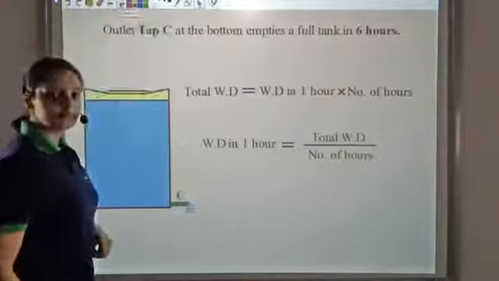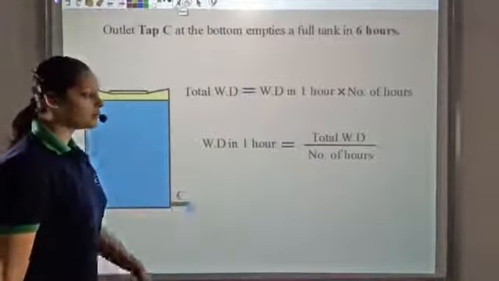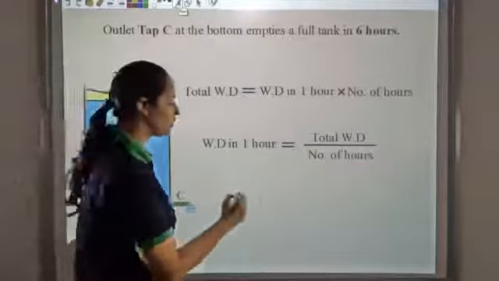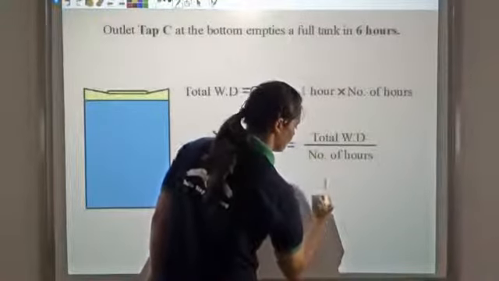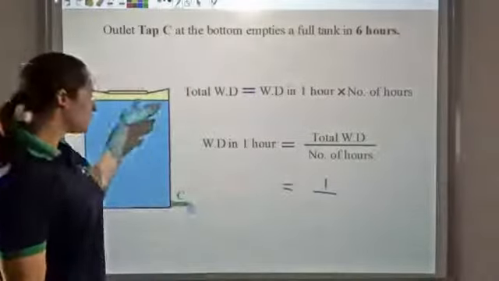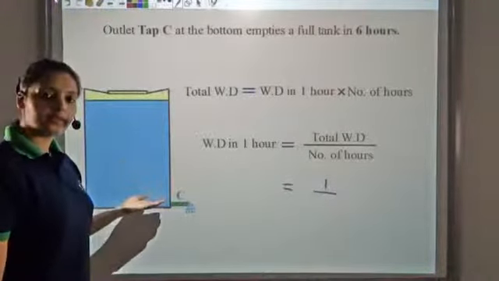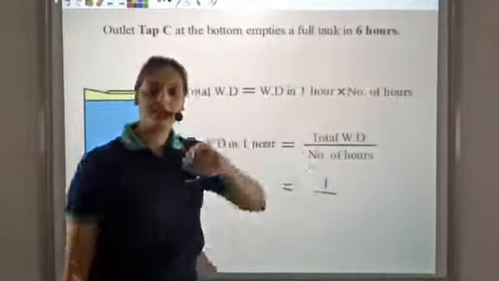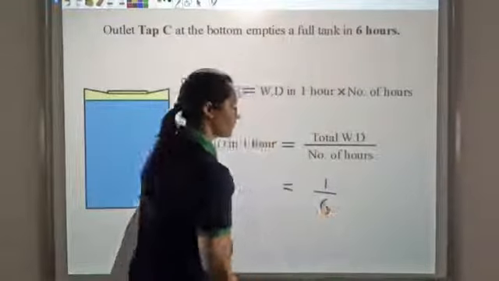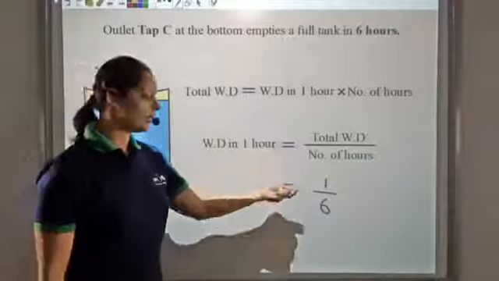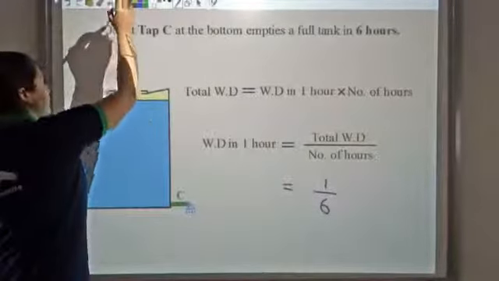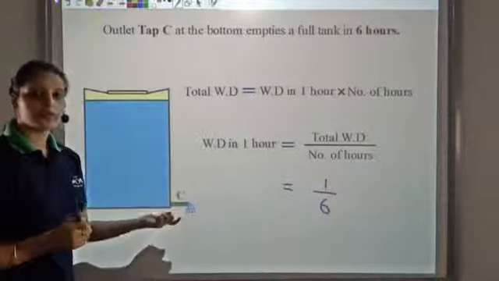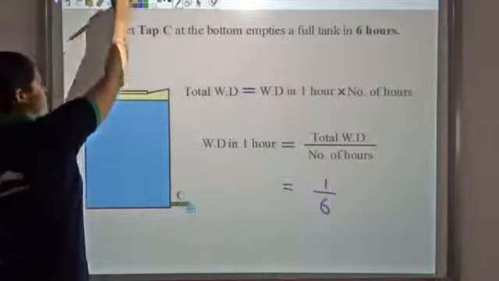Now I can substitute values, because total work done is emptying this tank, that is 1. Total work is 1 divided by number of hours. Number of hours, that is the time taken by tap C to do this work, is 6. It empties the tank in 6 hours. So work done in 1 hour is 1 by 6. That is, if I divide this into 6 equal parts, 1 part out of those 6 would be removed in 1 hour.